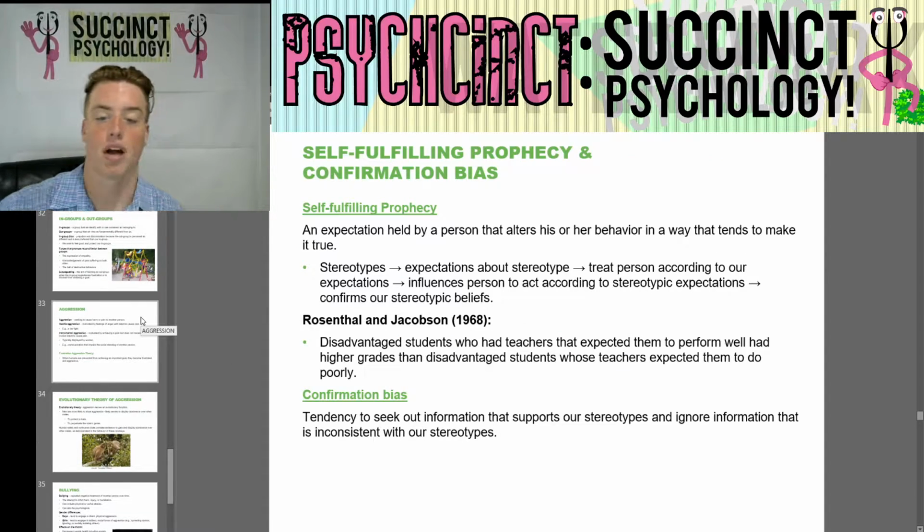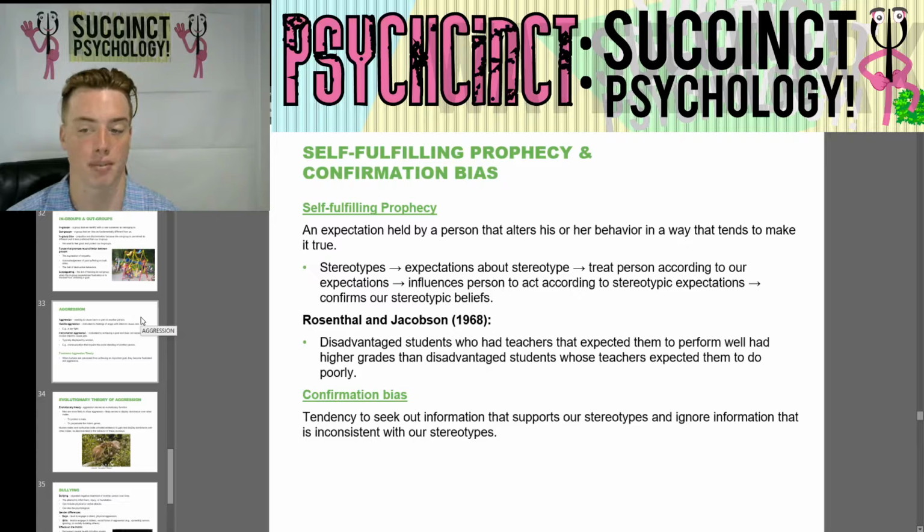So, self-fulfilling prophecy and confirmation bias. Now, self-fulfilling prophecy is an expectation held by a person that alters his or her behavior in a way that tends to make it true. So stereotypes lead to expectations about that stereotype, which leads you to treat the person according to your expectations, which influences the person to act according to stereotypic expectations, which then confirms the person who had the stereotypical beliefs. Now, Rosenthal and Jacobson, 1968: disadvantaged students who had teachers that expected them to perform well had higher grades than disadvantaged students whose teachers expected them to do poorly.